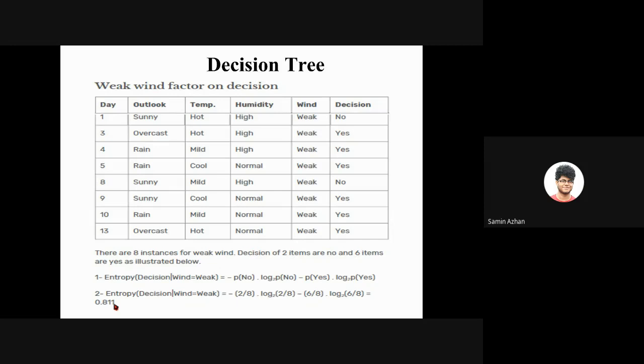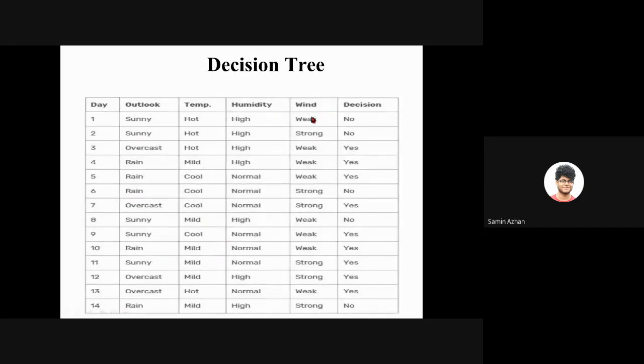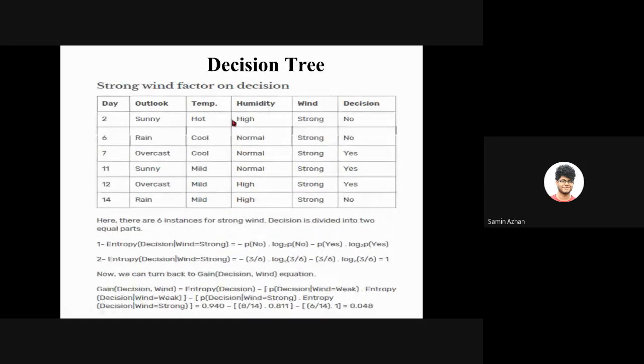So now we have to do it for wind equal to strong, because remember there were two possible values for wind, weak and strong. So if we do it for strong now, again, we're trying to separate the data. For wind equal to strong, we get these values. So how many rows do we have? 1, 2, 3, 4, 5, 6. So we have 6 rows where wind is equal to strong.